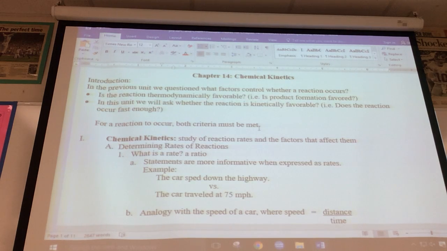In this chapter, we're going to be talking about chemical kinetics. In the previous chapter, we talked about thermodynamics, and you know that for a reaction to occur, it has to be both thermodynamically favorable. You now know that delta G has to be negative for a reaction to be thermodynamically favorable. And the other criteria that must be met for a chemical reaction to occur is that the reaction has to be kinetically favorable. It has to occur fast enough. If it's too slow, then the reaction's not going to occur.